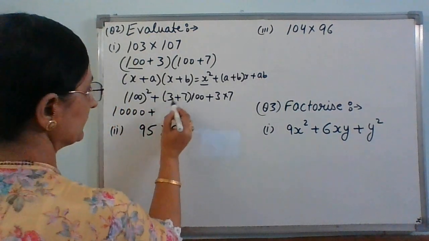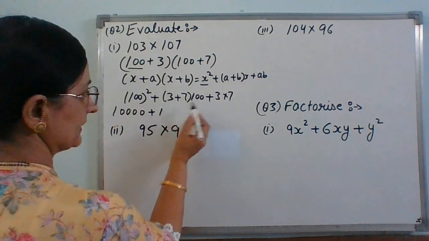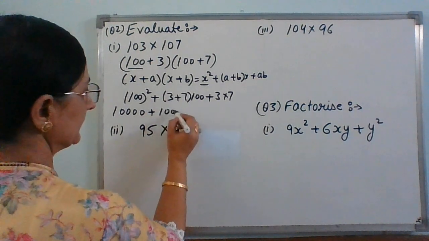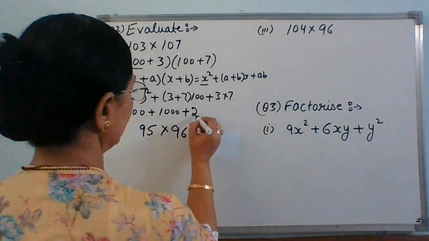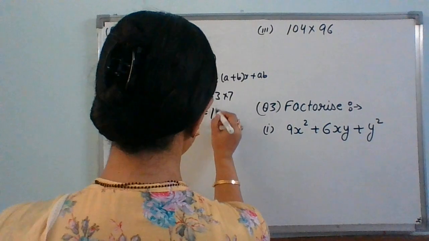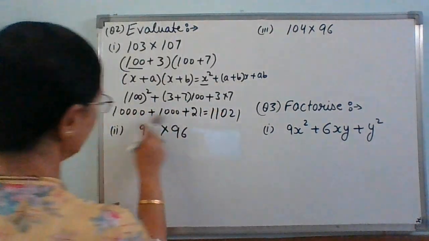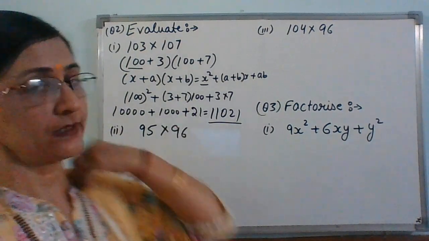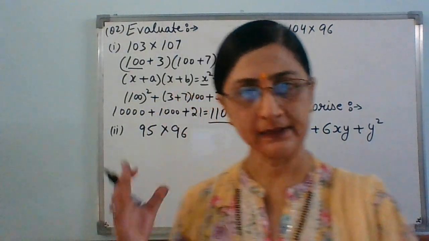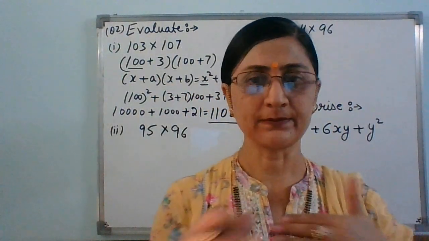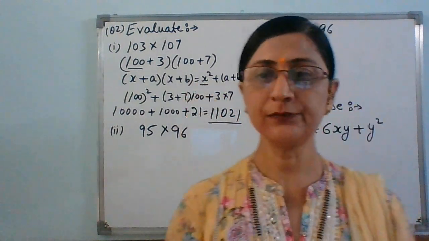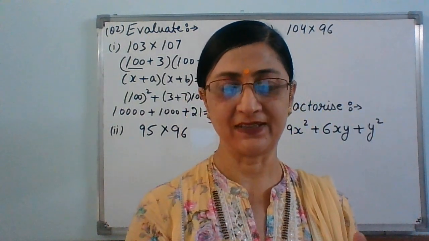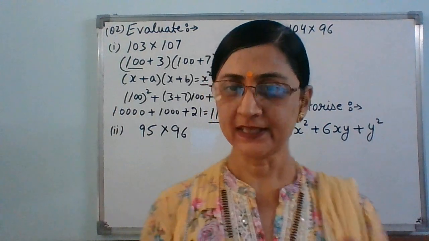So now 7 plus 3 is 10 and outside is 100. 10 into 100 is 1000, plus 7 times 3 is 21. So when you solve this, you'll get 10,000 plus 1000 plus 21, which is 11021. You have to add them up and you will get this. So this will be the answer. When you find the product, you don't just multiply; if you use the formula, we get this answer this way, right? Okay, so now the next question.